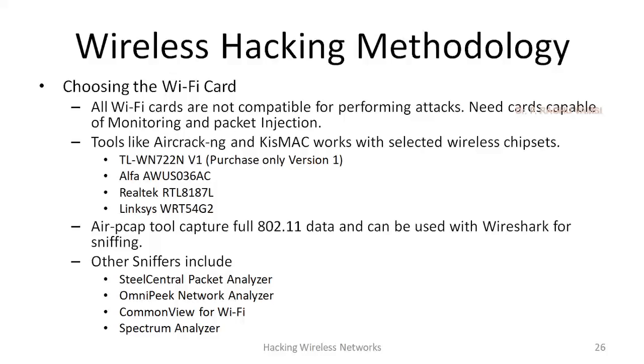Next is Alpha AWUS036AC, Realtek RTL8187L, and Linksys WRT54G2. These are the Wi-Fi cards or Wi-Fi adapters that you can use. Basically, these are USB-based adapters, and the Linksys WRT54G2 is like a router. It's a separate device that you can connect with your RJ45 jack or any other connecting medium.